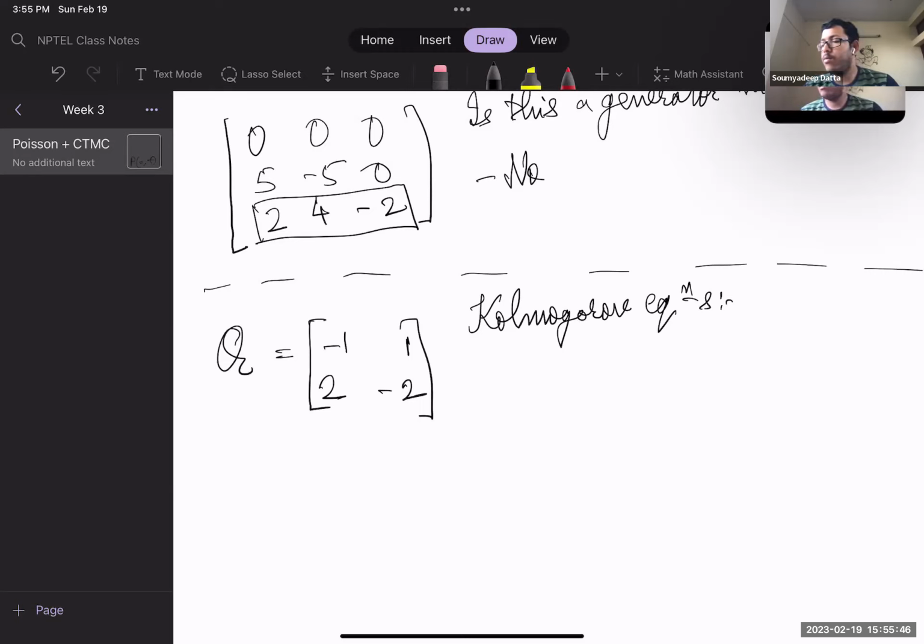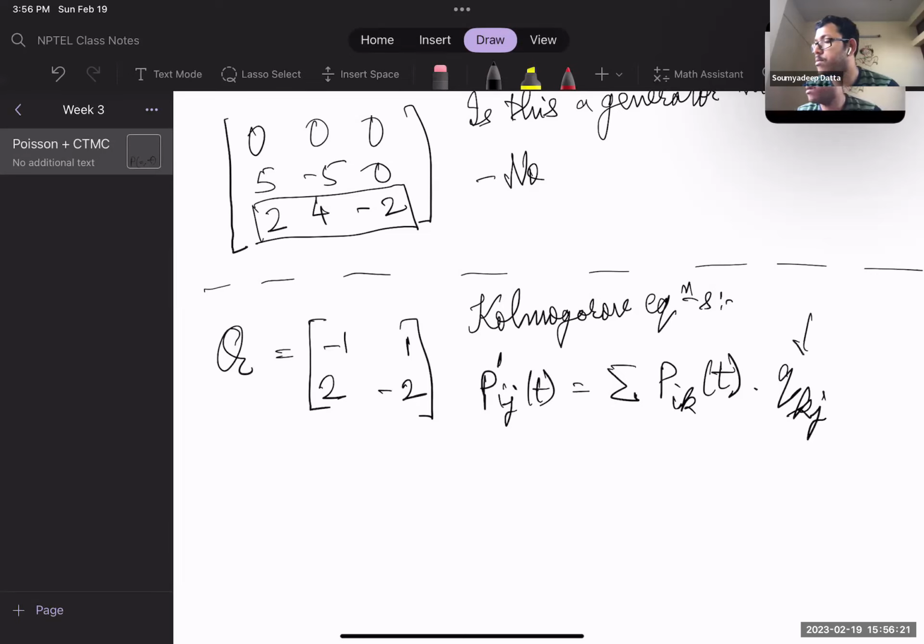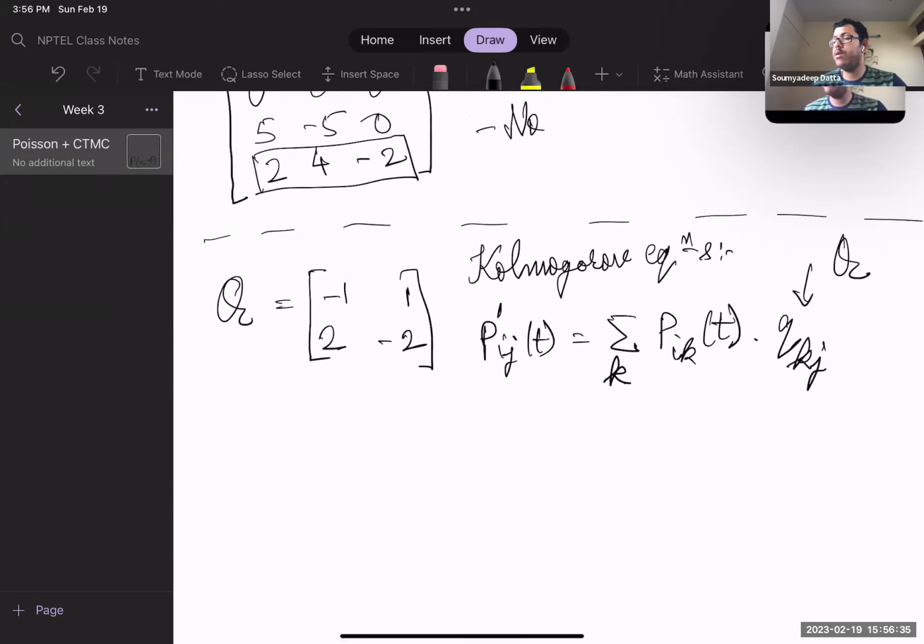So there is this equation that determines the rate of change of the rate of transition from state I to state J. It will be nothing but the summation of the probability that we have moved from some state I to state K in time t, times the rate of transition from Q, which comes from the generator matrix Q. If I sum it over all K, this gives me the weighted sum of the probabilities of all of the transitions from different states, right?